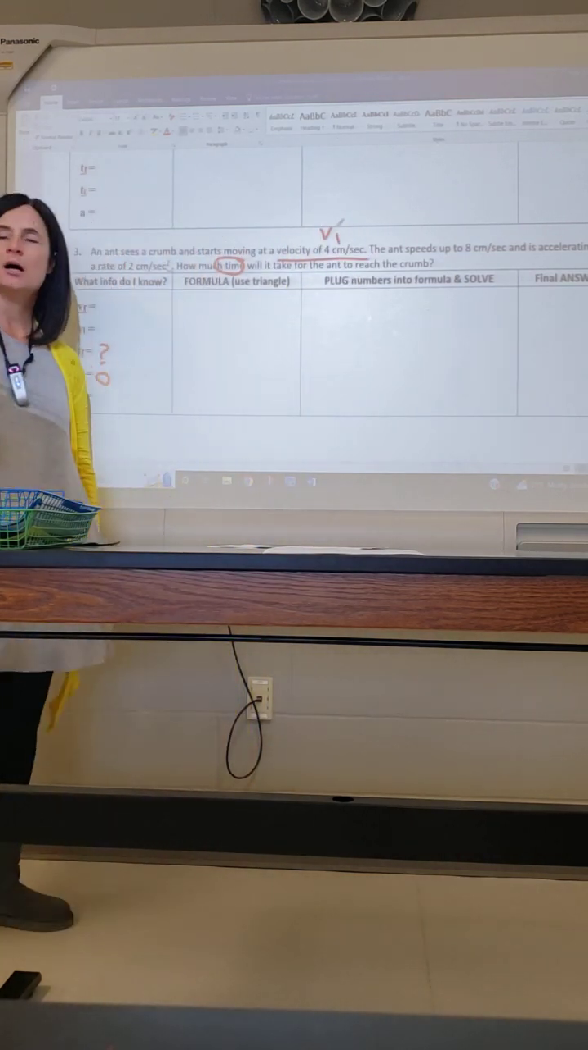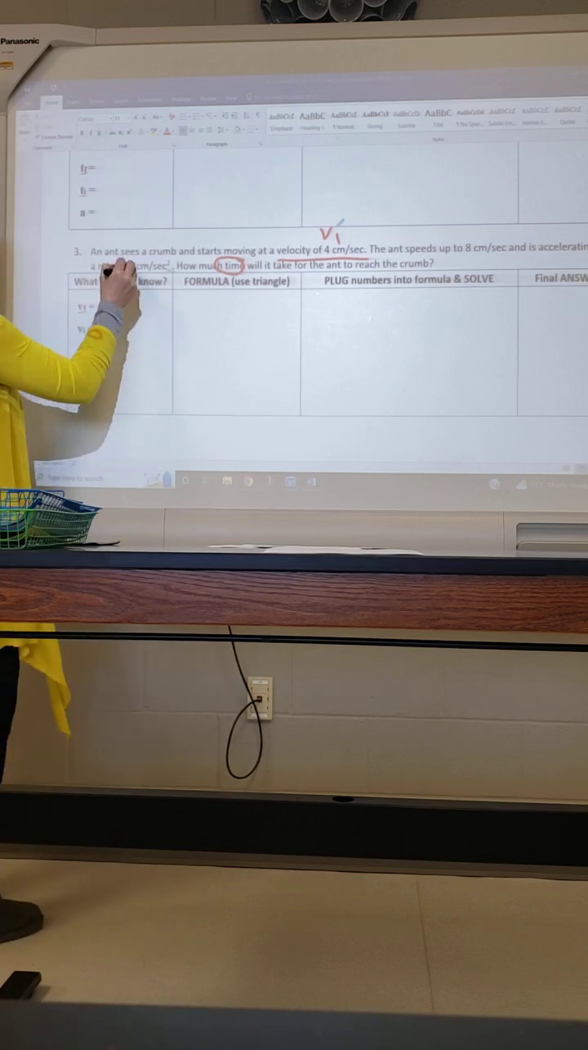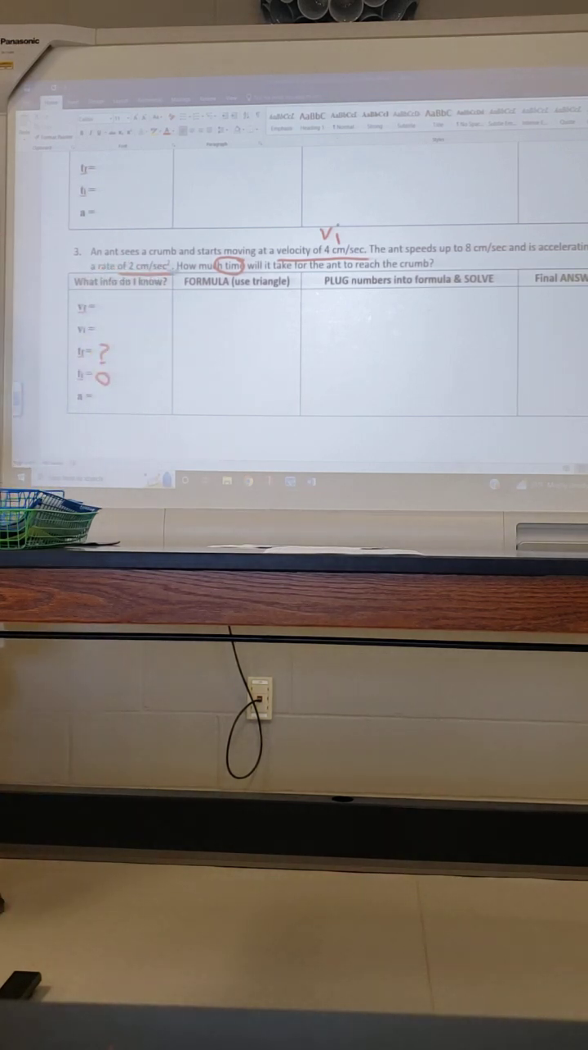All right, Egypt, give me a piece of information to underline. 2 centimeters. Yep, per second squared. It says it's accelerating at a rate of 2 centimeters per second squared. So what is that 2 centimeters per second squared? What do you think, Ethan? Acceleration. It's going to be the acceleration. So we can fill that in.